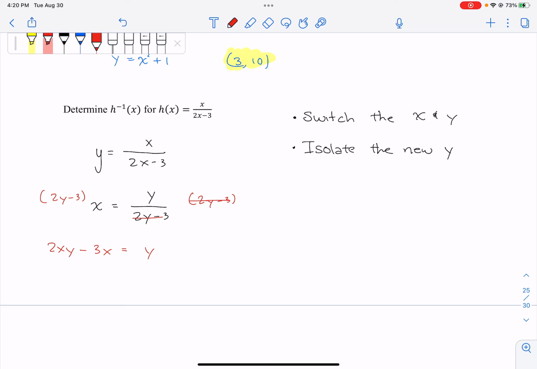Let's switch these two. So 2xy minus y is equal to positive 3x. Factor y out of the left side, so y times (2x minus 1) is equal to 3x. And divide both sides by 2x minus 1, so y is equal to 3x all over 2x minus 1.